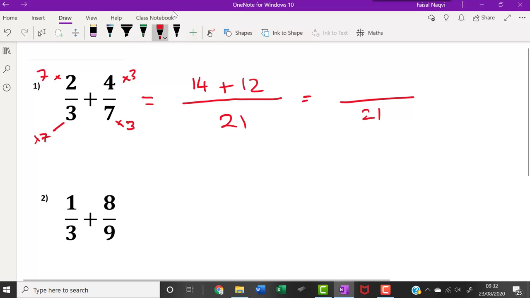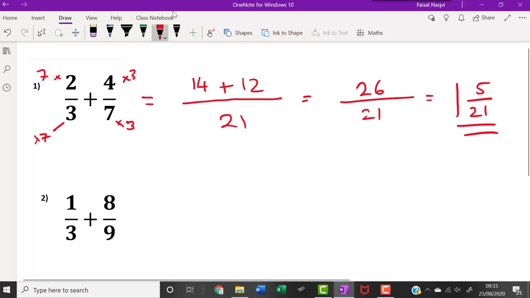14 plus 12 is 26, and I've got to ask, can I simplify this? Well, yes. How many times does 21 go into 26? It goes 1 time. My remainder is 5 out of 21, and I've got to ask, can I simplify that anymore? No, I can't, so that's my final answer.